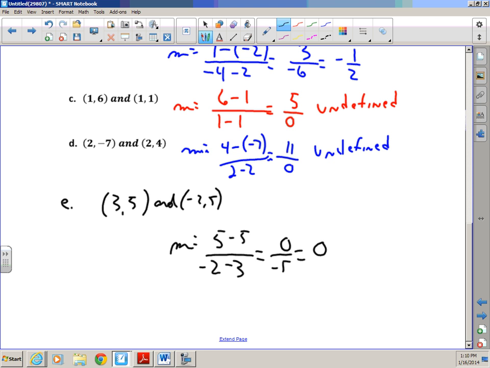And then you would see if you graph that, that would graph as a horizontal line. So what we covered today is a very important part of our equations of lines and linear equations, which is the slope of a line.